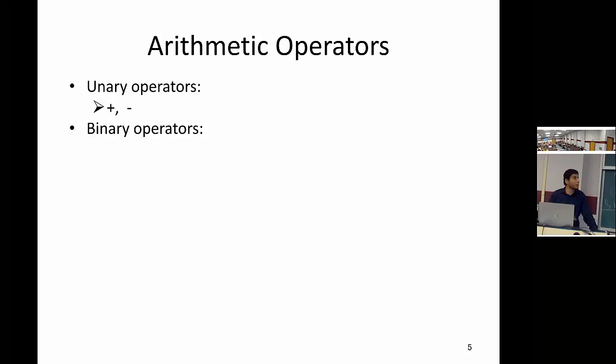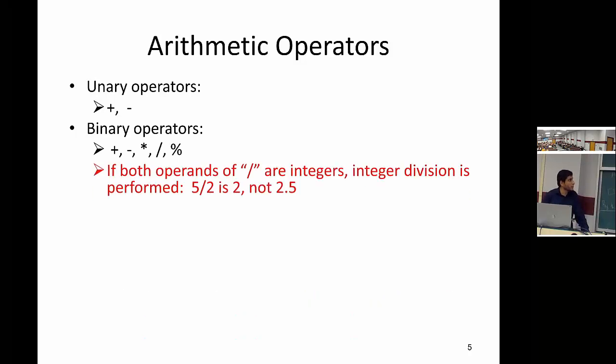This is pretty much a very quick revision because it's the same for most programming languages. You have your unary operators, something like plus or minus. Later on, we'll see that there is an auto increment, i++ for example, and decrement. There are binary operators, where you really need two variables: addition, subtraction, multiplication, division, and modulus operation. There is a very important trick in C, a little different from other programming languages: if both operands of the division are integers, this is called integer division, and the output will also be an integer.